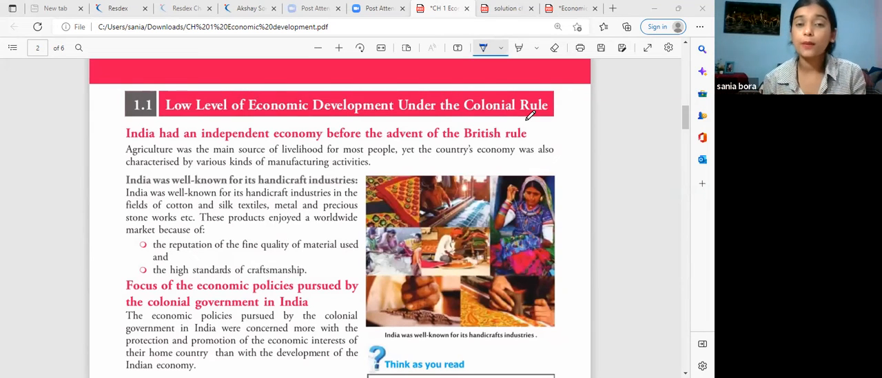Okay, but Britishers never let India grow. They always demotivated it. They always tried to take benefit from there. They always tried to use that. Okay, so now, India had an independent economy before the advent of British rule.